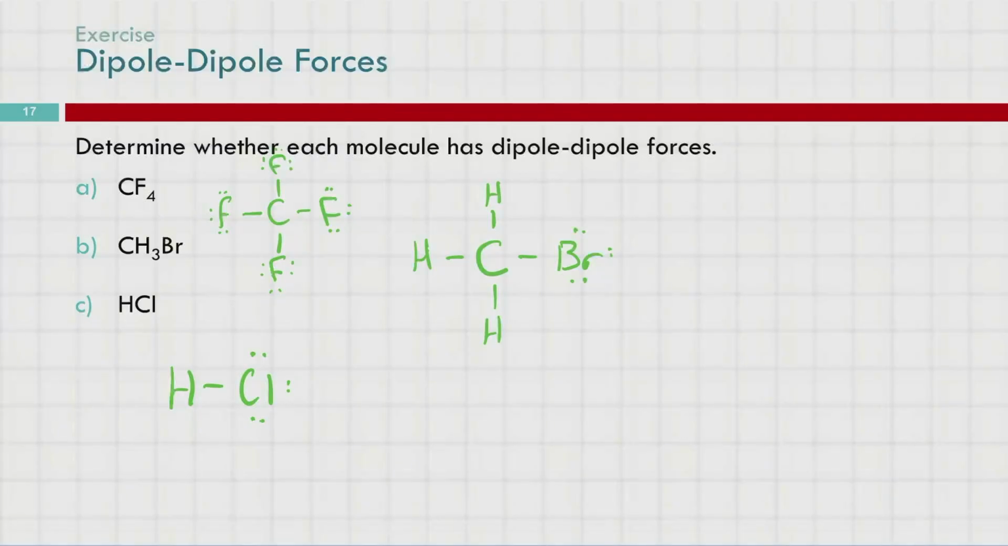CF4, we definitely have a polar bond because we've got fluorine bonded to carbon. The carbon's got a 2.5, fluorine has the maximum value of 4.0. Our difference in electronegativity is 1.5. That's firmly within the realm of a polar bond. It's between 0.4 and 2. That's kind of where our polar bonds generally fall. So we've got a polar bond.